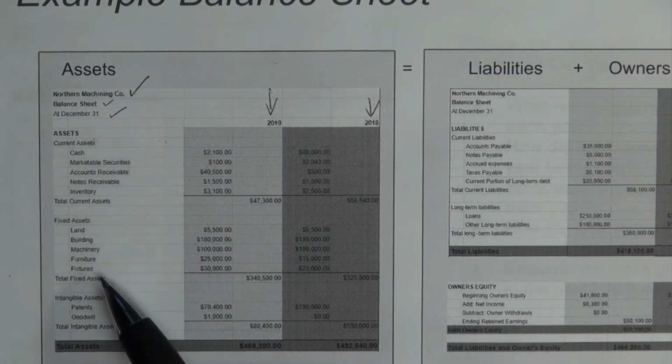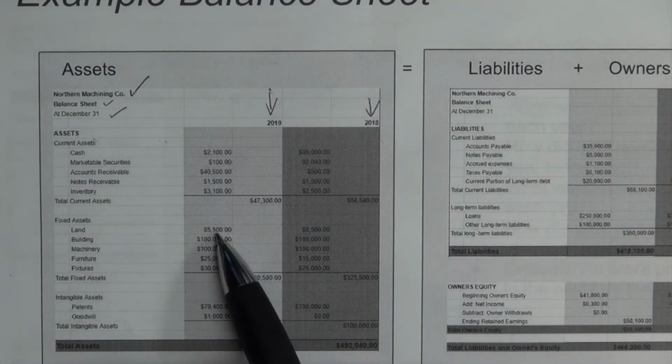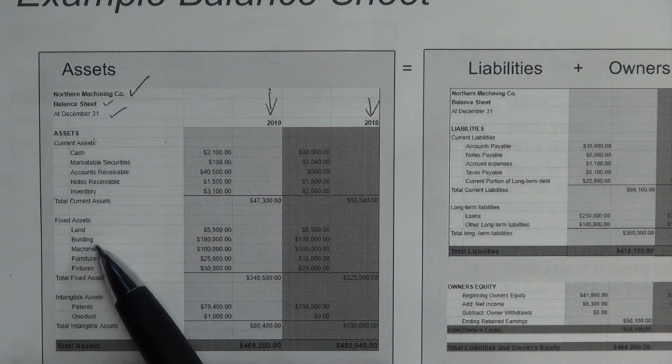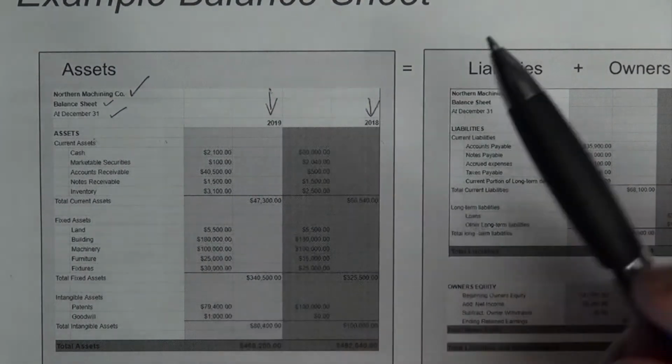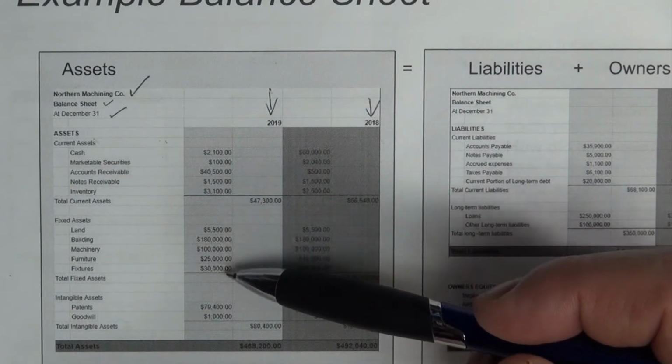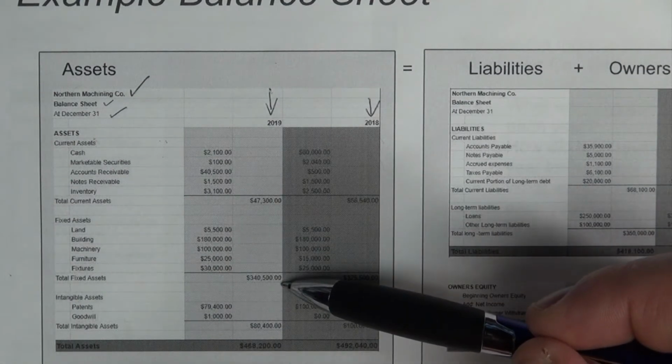Okay, so this land, for example, we paid $5,500 for it. That's what's recorded in the balance sheet. Building, we paid $180,000 for it. That's what's recorded in the balance sheet. These fixed assets are all added up then to give us a total fixed assets.